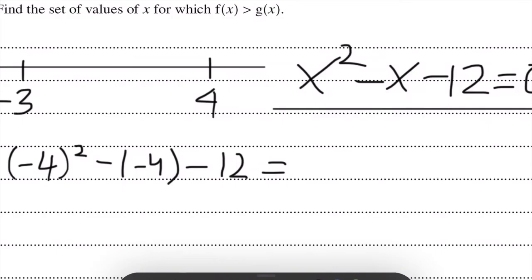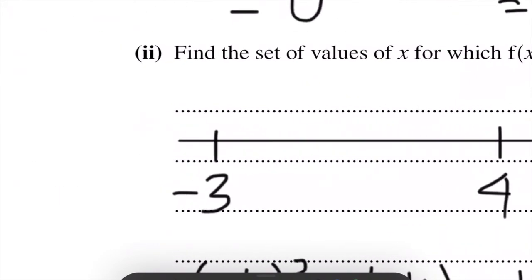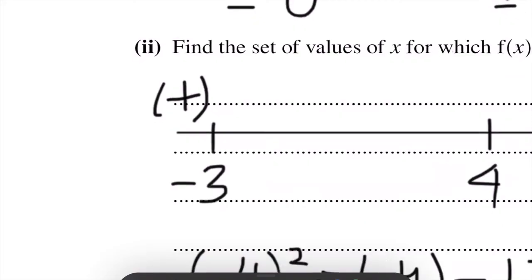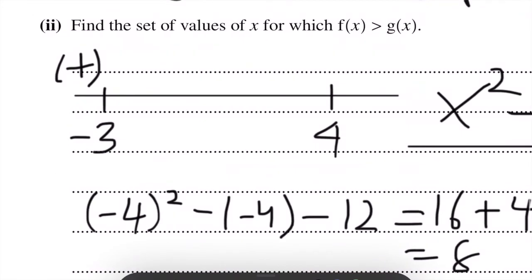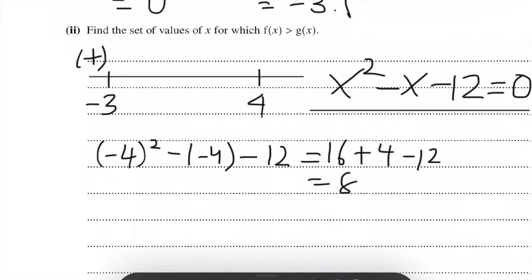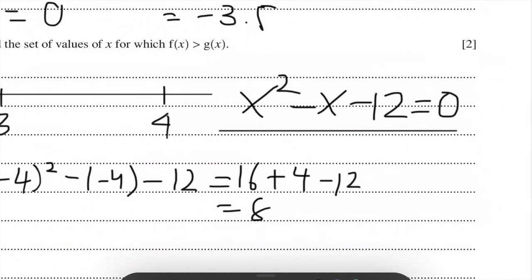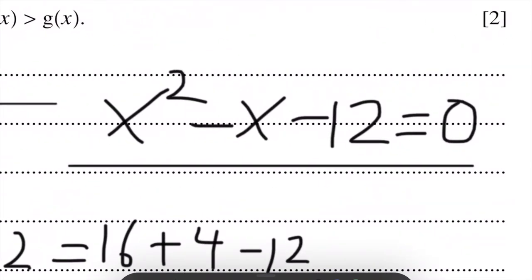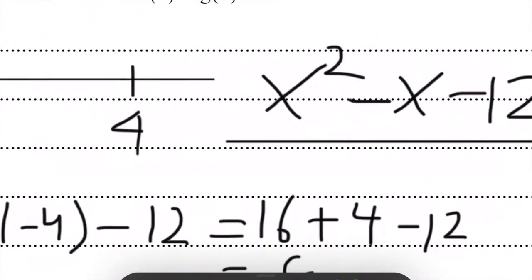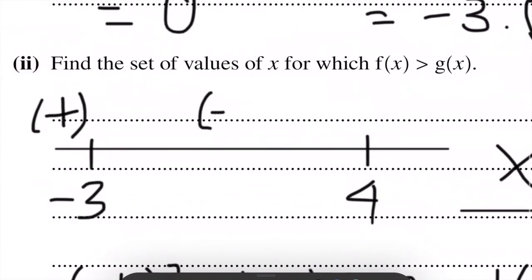This will give us 16 plus 4 minus 12, which is 8. This is a positive number, so I will go ahead and add the number positive there. Now I want to choose a number between negative 3 and 4. I will choose 0. When I substitute 0 into the equation, I will get negative 12. Negative 12 is a negative number, of course, so that will be negative.